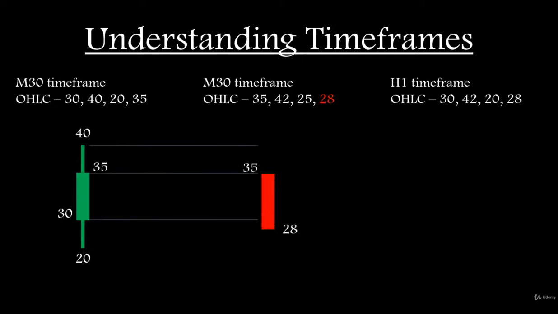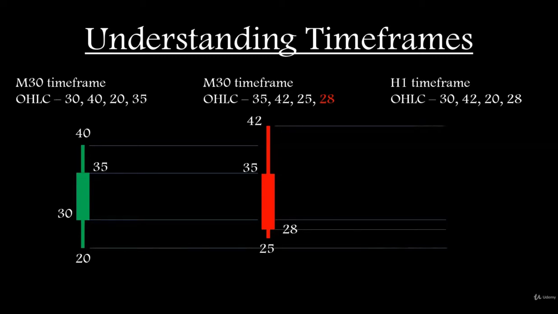Here price moves downwards. It goes from 35 to 28. The high is at 42 and the low is at 25. So we have a bearish candlestick here. Sellers are basically in control. Buyers did try to push the price upwards, but then eventually the sellers managed to pull the price downwards.